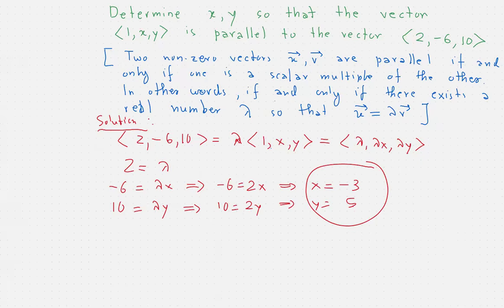Two non-zero vectors are parallel if and only if one is a scalar multiple of the other. Somebody here might ask, what happens if one of the vectors is the zero vector? Well, the zero vector is actually parallel to any vector. You can always write the zero vector as a scalar multiple of any vector, but you cannot do it the other way around. You cannot write a non-zero vector as a scalar multiple of the zero vector. That's why you want both vectors to be non-zero.